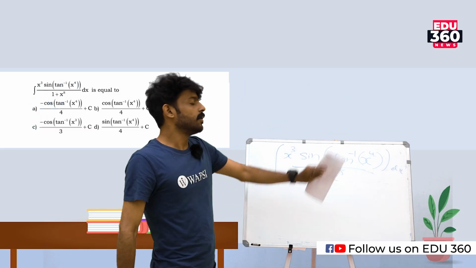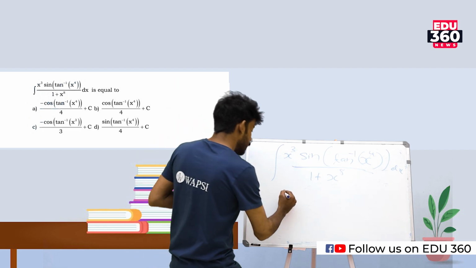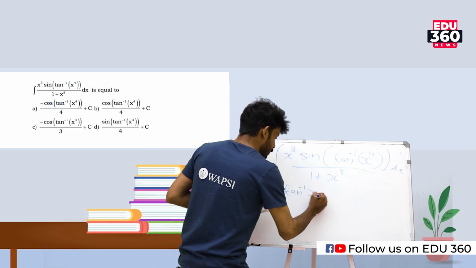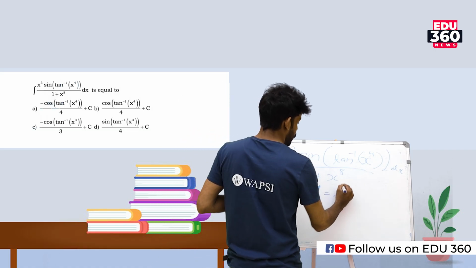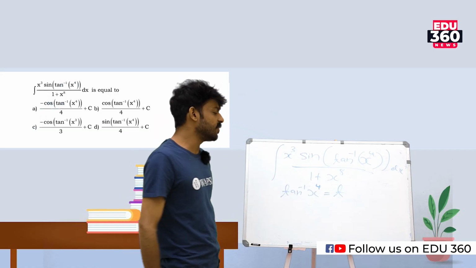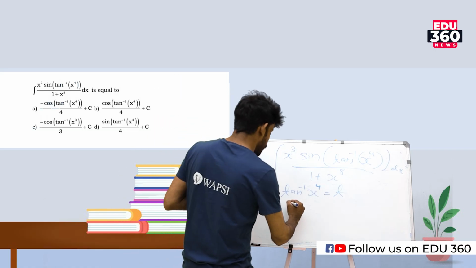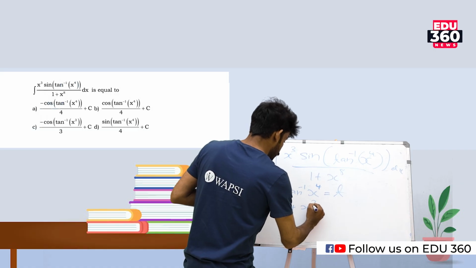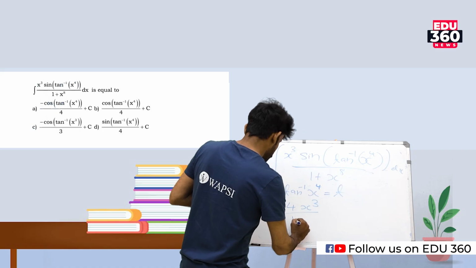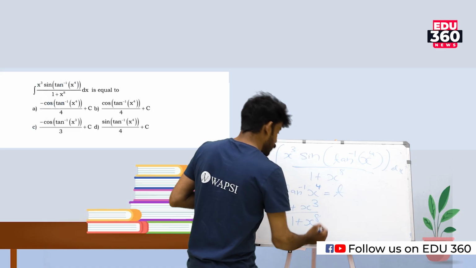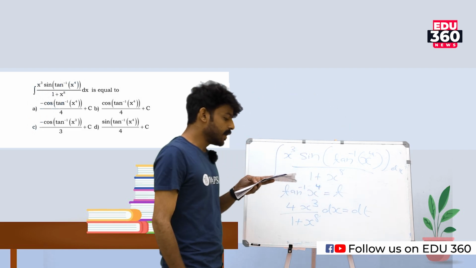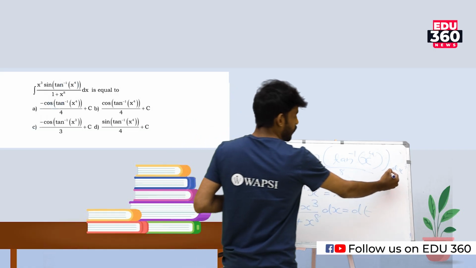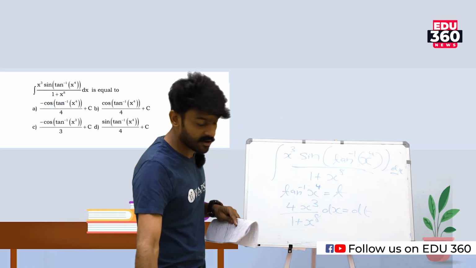First of all, look at the term in the bracket, tan inverse x raised to 4. For this one, I am going to substitute it as t. If we substitute this as t, we need to find the derivative. The derivative of this is 4x cube divided by 1 plus x raised to 8, dx, is equal to dt. So hereafter, instead of dx, we can change it as dt.